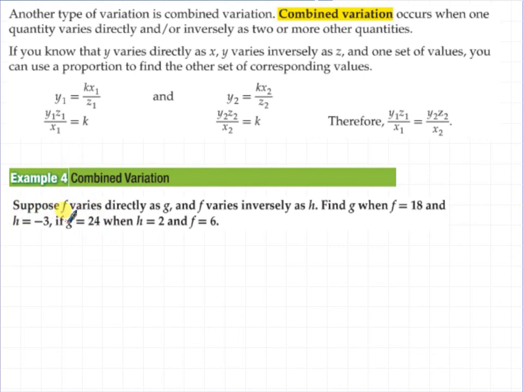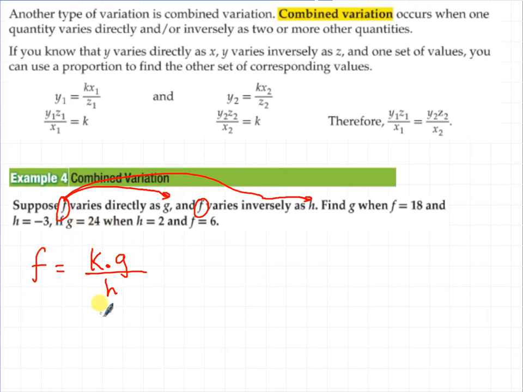Here I have f varies directly as g. From this, I can say that f is equal to k times g, using our knowledge with direct variation, right? And f varies inversely as h. In the same equation, inverse means it has to go in the denominator. So f varies directly with g and inversely with h, so h has to go in the denominator. So this is the equation that relates the variables that I have, the f, the g, and the h.